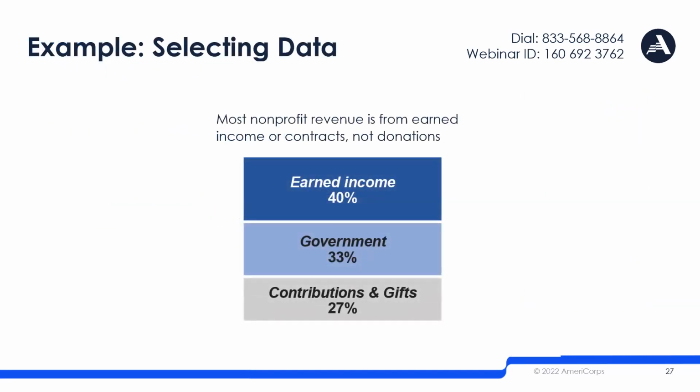Returning to the example chart we showed before, during the preparation phase, we may know that we want a headline that emphasizes that, counter to popular thinking, most nonprofit revenue is not actually from contributions and gifts. This helped us select a subset of data so that we could create a straightforward and easy to understand visual that supports that point.